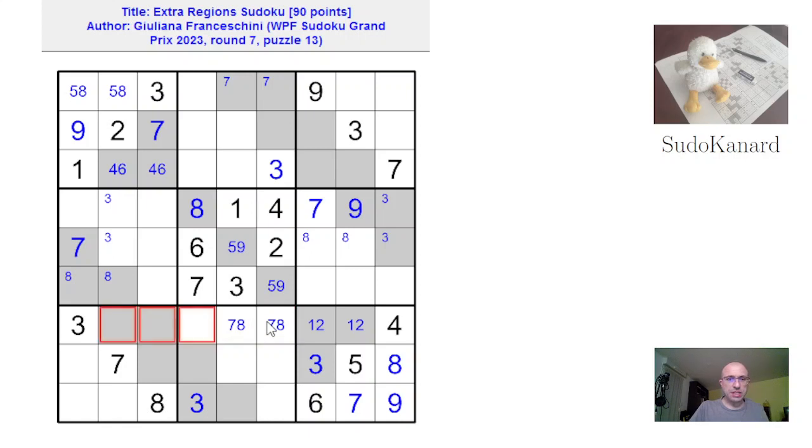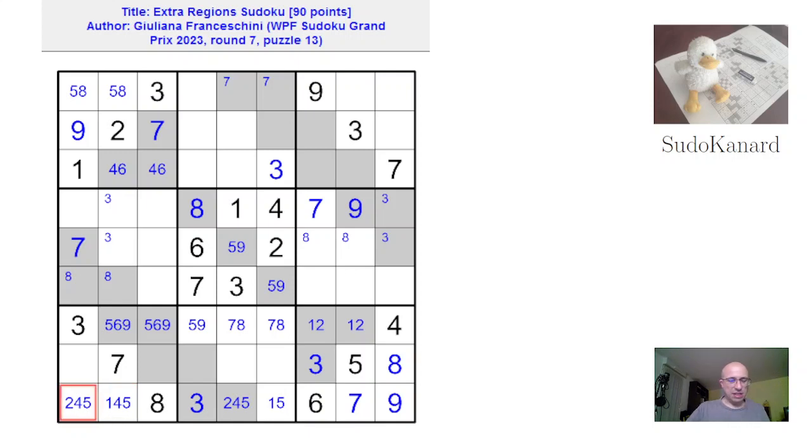Now this row still needs 5, 6, and 9. This is not 6. This row now needs 1, 2, 4, and 5. This is 1 or 5. This is 2, 4, 5. This is 1, 4, 5. This is 2, 4, 5.